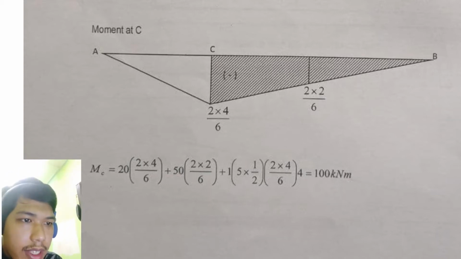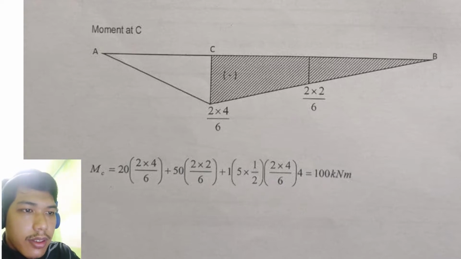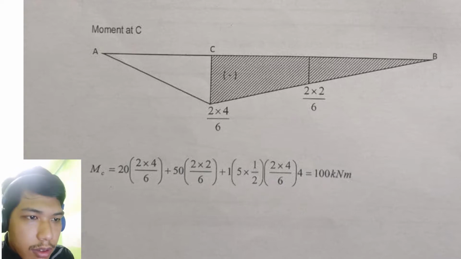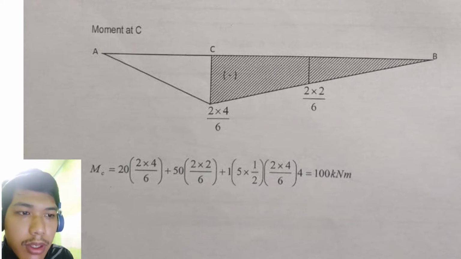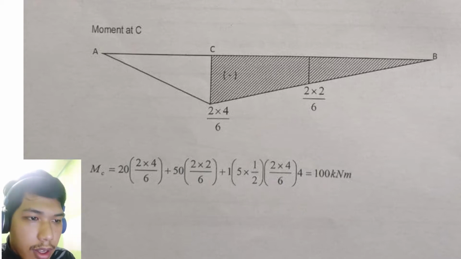If you look at this diagram, it has point A, point C, point B. The diagram is upside down. So for the moment, the calculation is MC equals 20 multiplied by 2 multiplied by 4/6 plus 50 multiplied by 2 multiplied by 2/6 plus 1 multiplied by 5 multiplied by 1/2 multiplied by 2 multiplied by 4/6 and multiplied by 4 at the back. So we got 100 kilonewton meters.